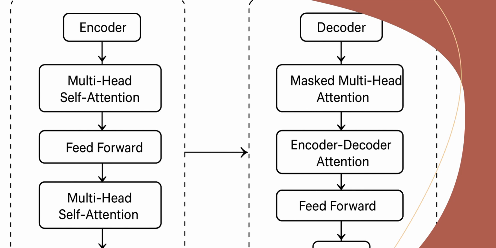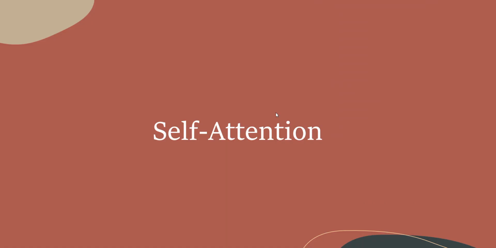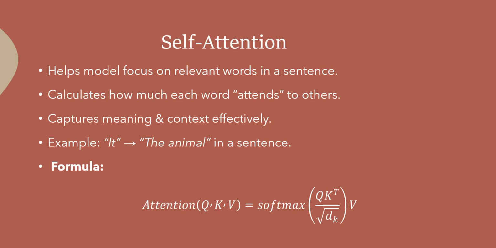What is self-attention? Self-attention helps the model understand the relations between words regardless of their distance in the sentence. For example, in the sentence, the animal didn't cross the street because it was too tired, the word it refers to the animal. Self-attention assigns attention scores to each word, showing how much each word should focus on the others. This enables the model to capture context and meaning efficiently.